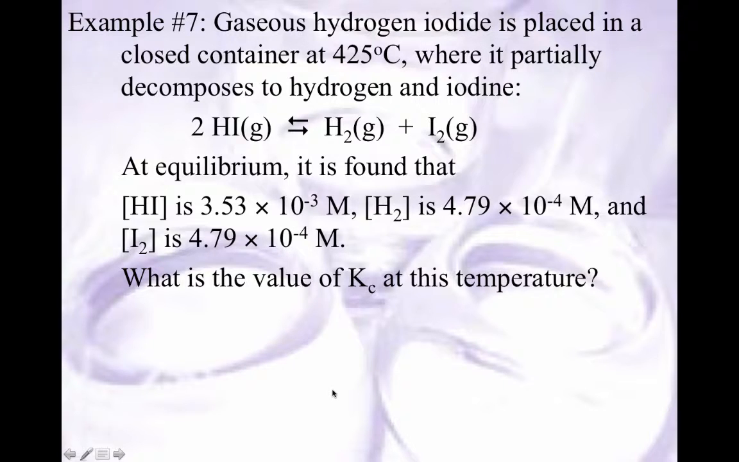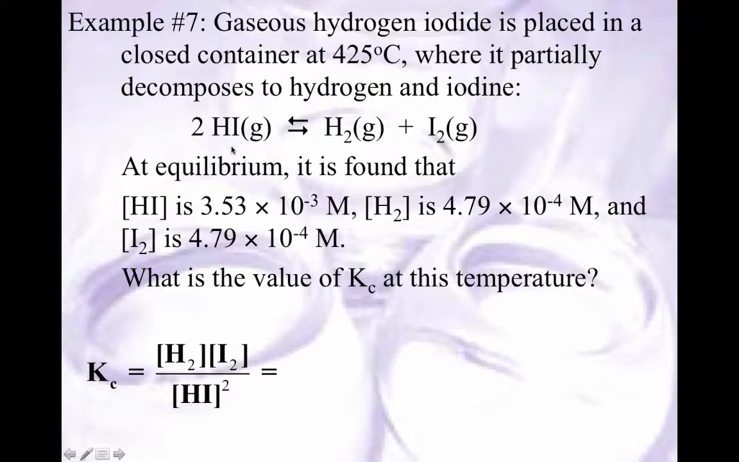So the first thing that you need to do, even if it doesn't ask you to write the equilibrium constant expression, a lot of times on free response questions, you actually get a point for having written the expression. So the first thing to do is write the Kc expression. So take just a second and write your Kc expression. So you should have written Kc equals the concentration of H2 times the concentration of I2 over the concentration of HI squared, because it's products over reactants.